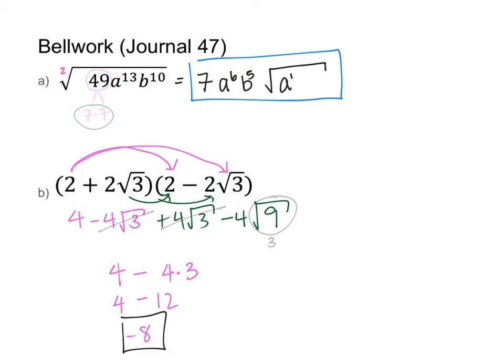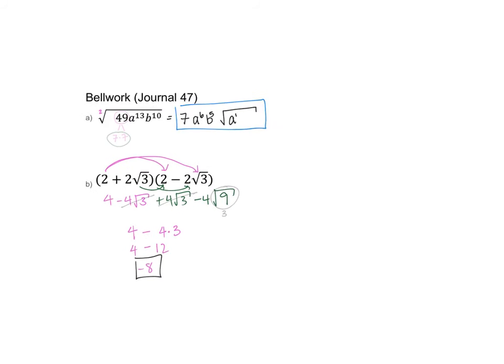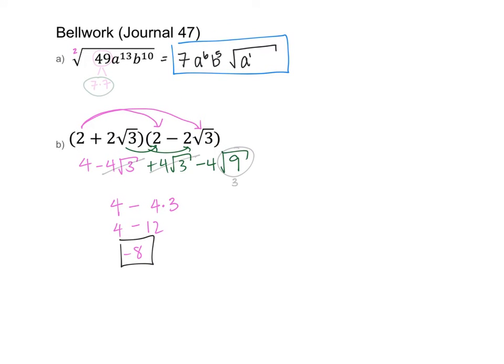I also want to mention something. So this is the end of our bell work, but I want to show you something here. You see how this root has a square root of 3, and when we multiplied it by another square root of 3, we got a square root of 9, which eventually led to a 3. Well, you can actually skip this square root of 9 step and go straight to 3.